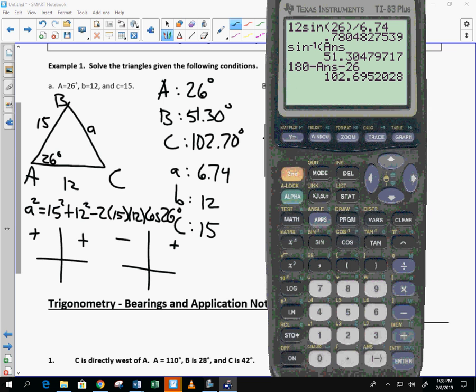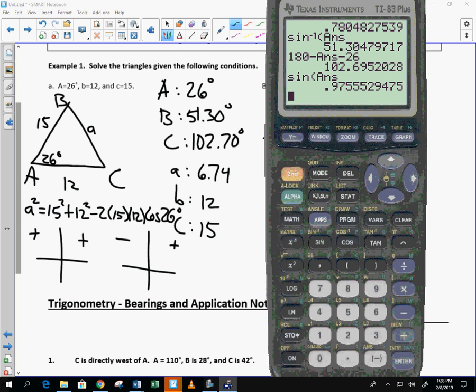Now let me just hammer the point home one last time. If I had the sine of that answer, look, I get 0.975. But if I would have set up the law of sines to find angle C, watch what angle it gives me. If I would have inversed that, I would not have come up with the 102. I would have come up with 77.3. See, it would find the acute one, not the obtuse one. So that's why it's important. We good? Awesome. Last example.